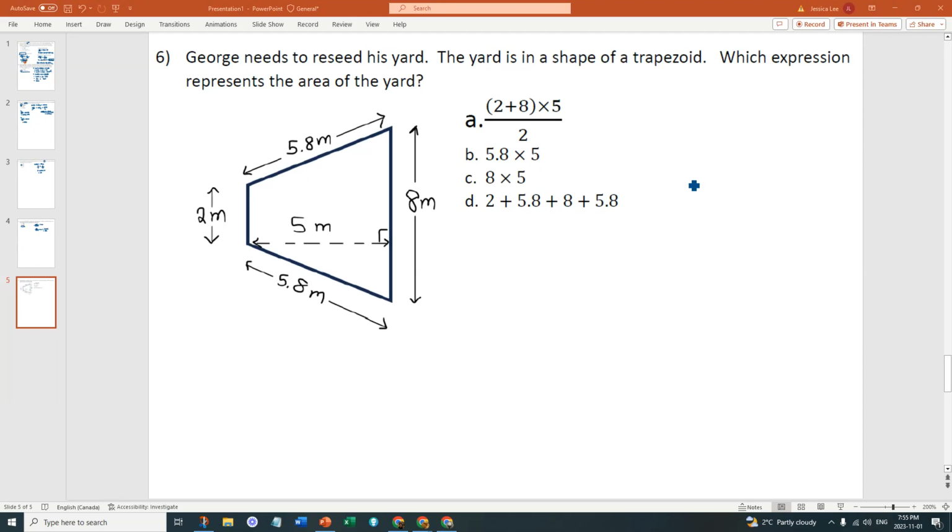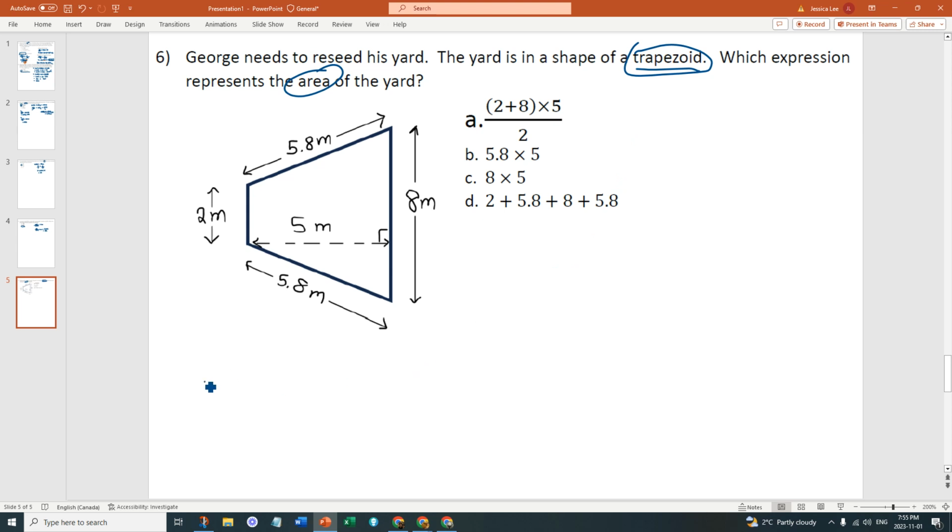Question number 6. George needs to reseed his yard. The yard is in the shape of a trapezoid. Which expression represents the area of the yard? So for this, you need to find the area formula for a trapezoid.